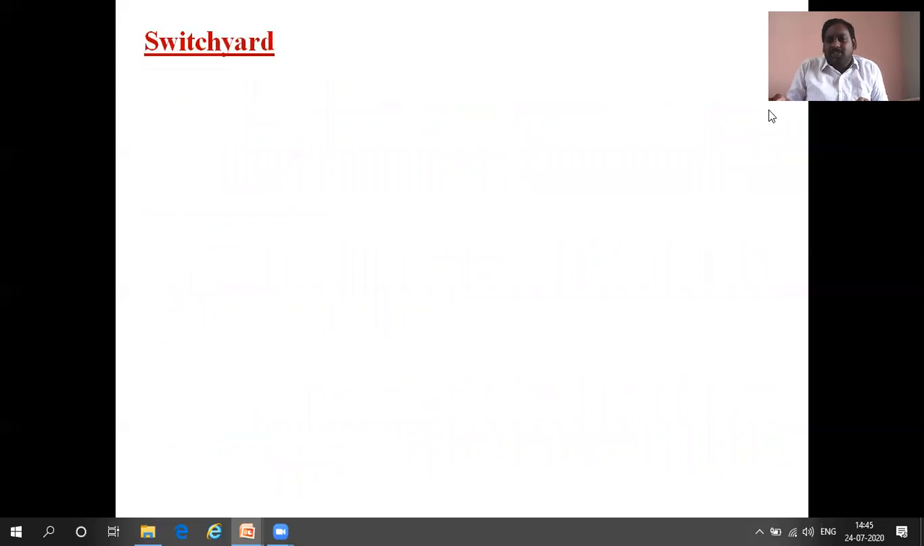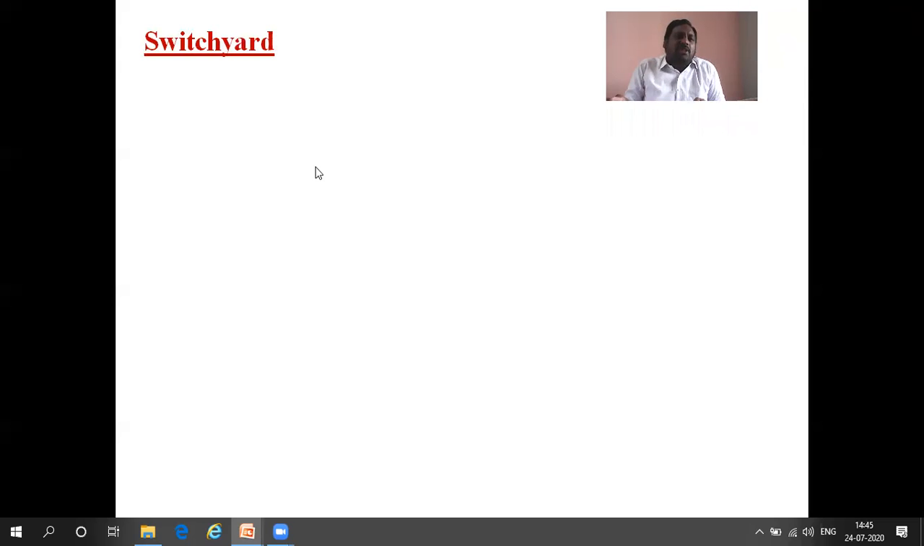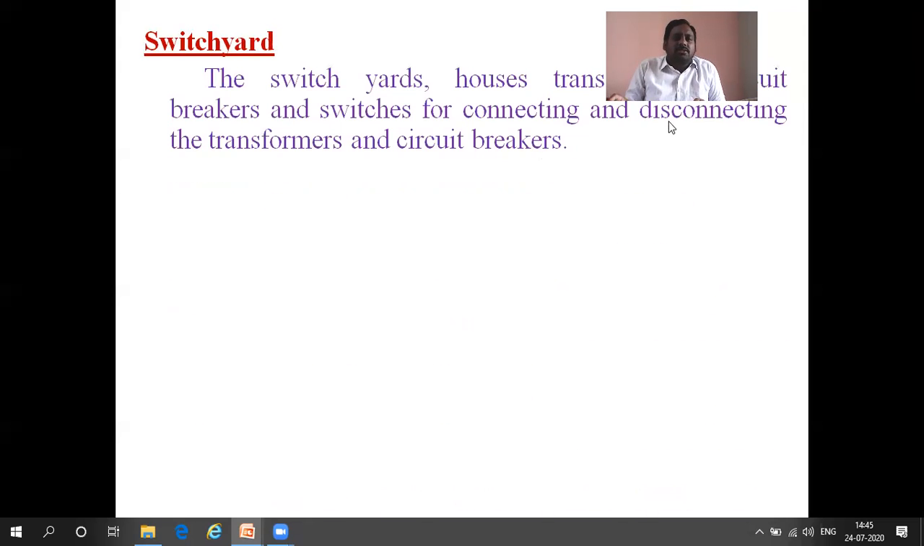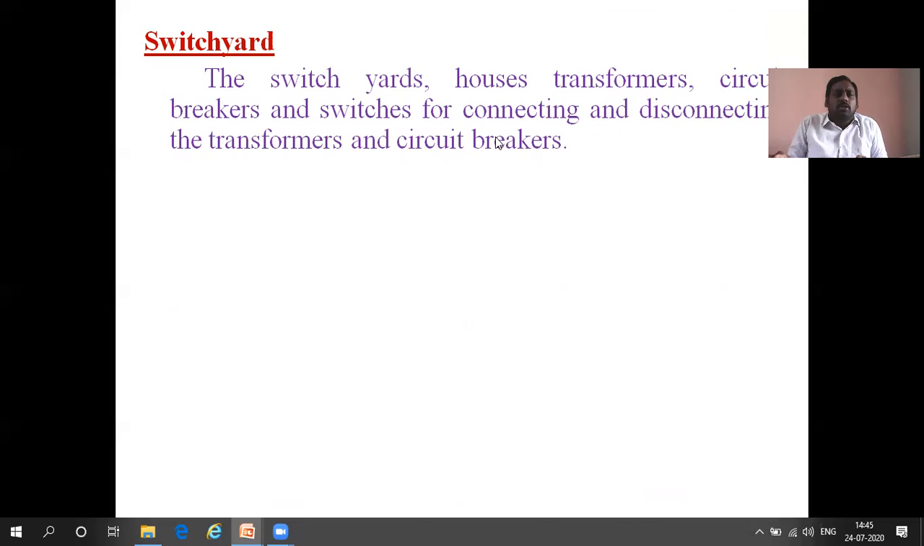Next, switchyard. The switchyard is the location which houses the transformers, circuit breakers and switches for connecting and disconnecting the transformers and circuit breakers. That is called a switch yard.